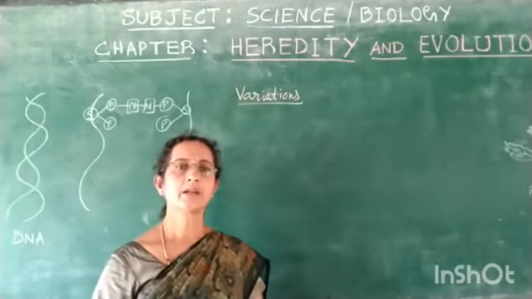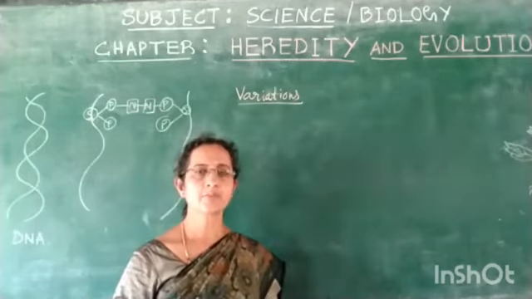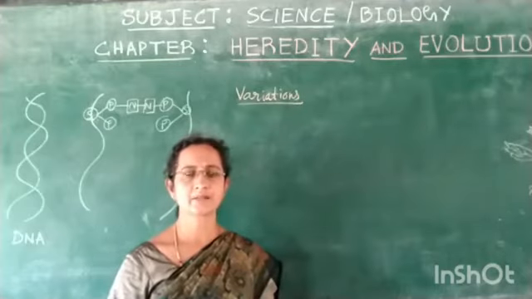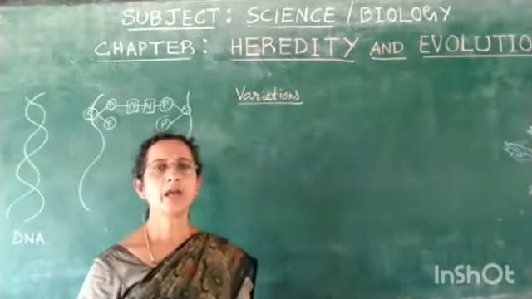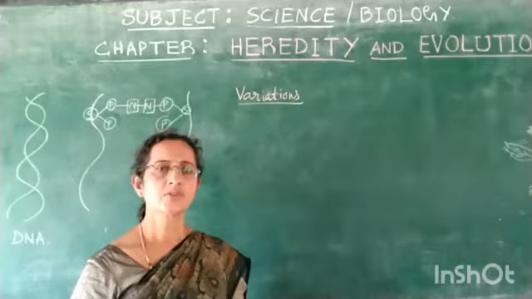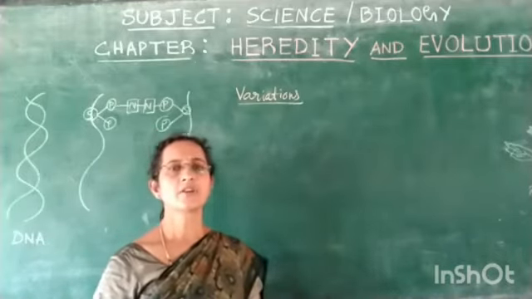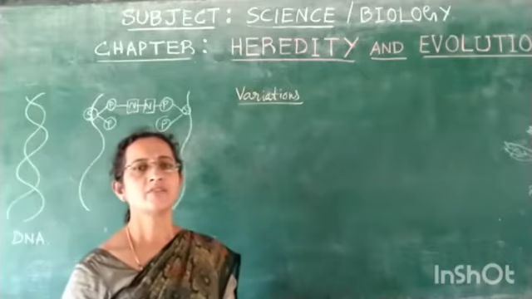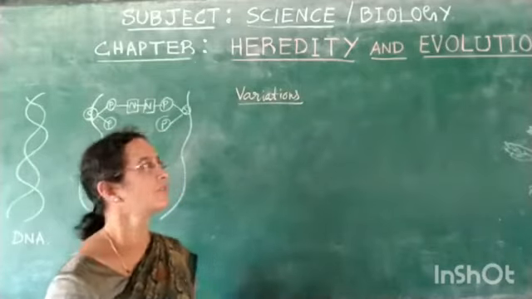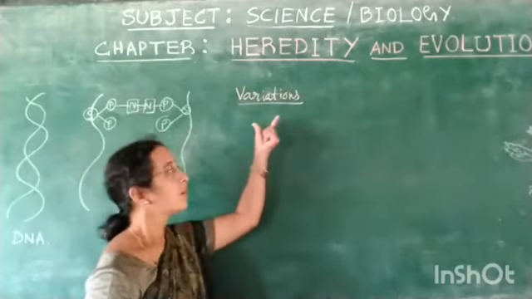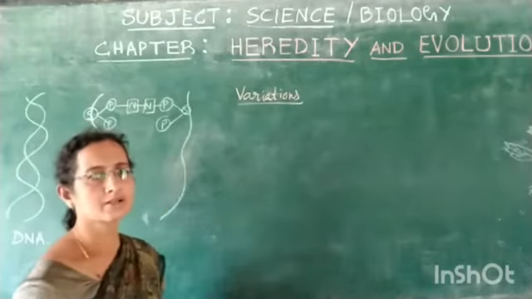Heredity is nothing but the transfer of characters from parents to the next generation. See, the children will have certain characters which are not seen in their parents. Those are called differences. These differences result due to variations. So how are these variations caused?